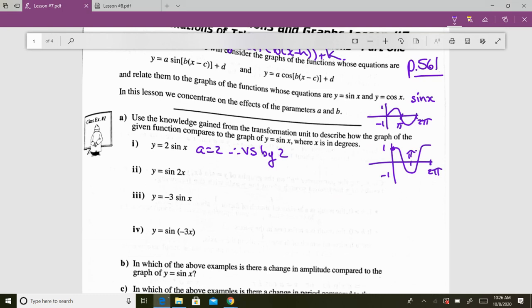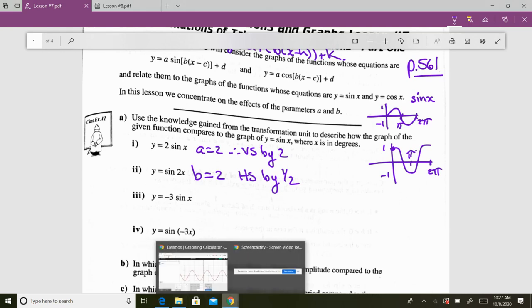What about this b value? What's the b value, guys? The b value is 2. What does that do? By 1/2, right? Remember, you flip the b value. So this is a horizontal stretch by 1/2. So it should compress it.